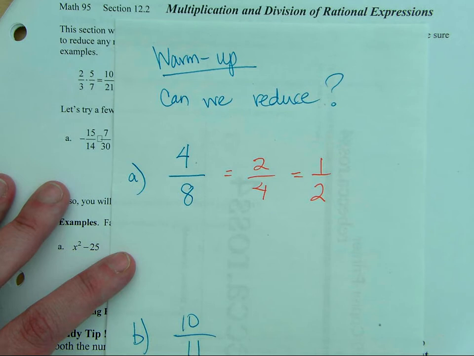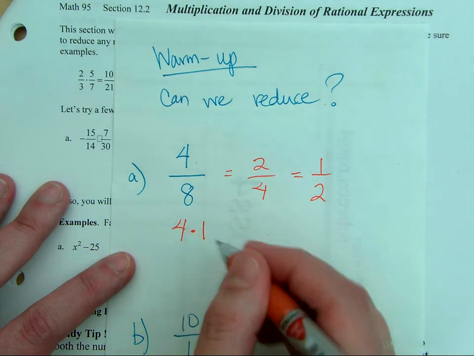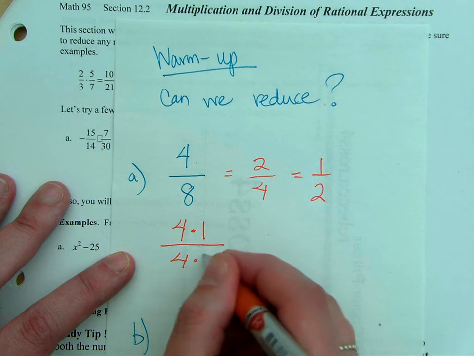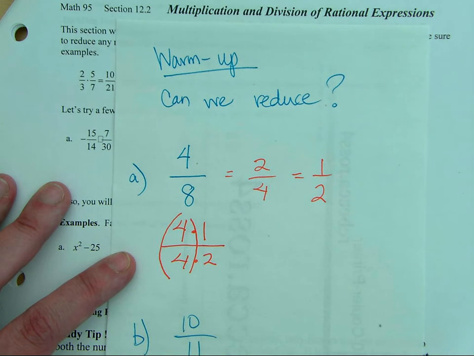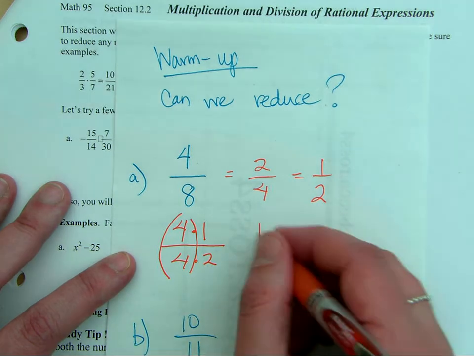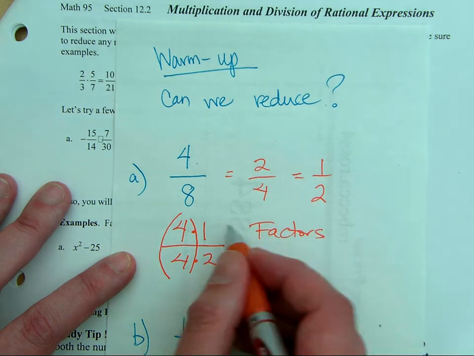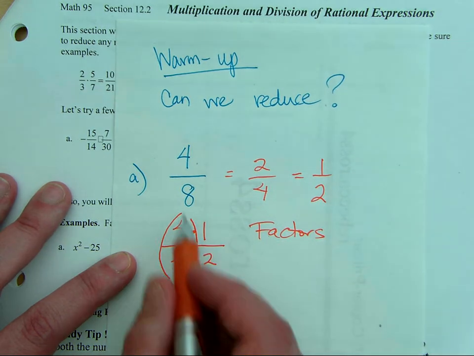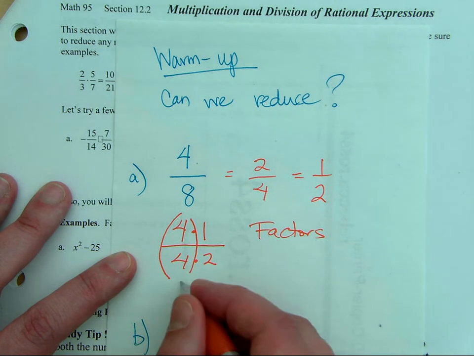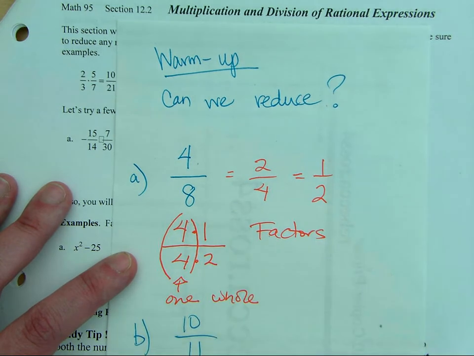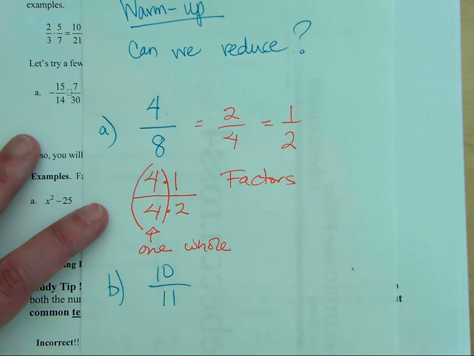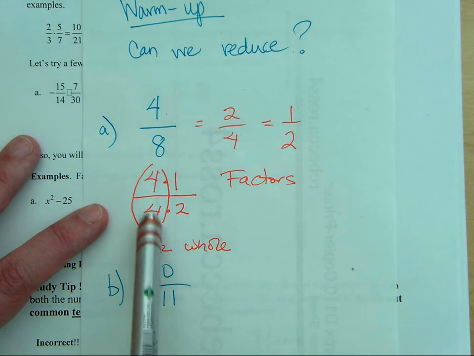What you did mentally was you factored. You said 4 times 1 over 4 times 2. And then what does 4 over 4 equal to? 1. So we call this factored, or the factors. The factors of 4 are 4 and 1. The factors of 8 are 4 and 2. And then 4 over 4 is equal to 1 whole, which is the reason why if you multiply anything by 1, what we're getting here is the idea of equivalent fractions. 4 is the greatest common factor of 4 and 8. So that's why we're able to reduce it.